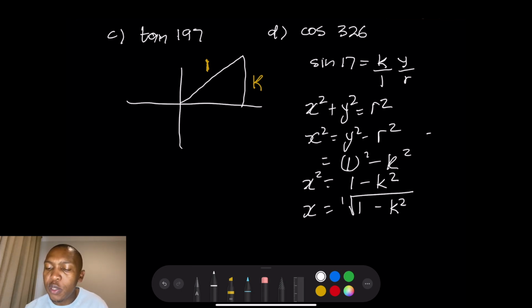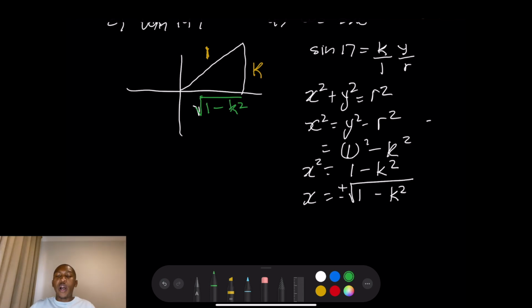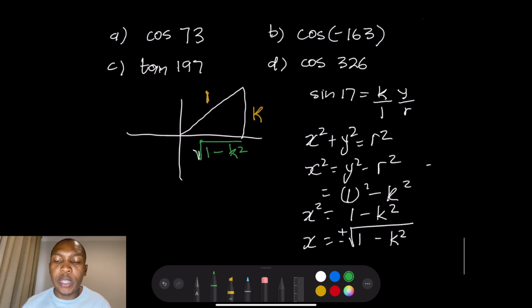So that would be plus or minus, but which one do we pick? Of course, it's going to be the positive because x is positive there. Just going to write it in green. So this is going to be 1 minus k squared. All right, so now we've got the value for x, y, and k. So we just need to now find the different expressions.